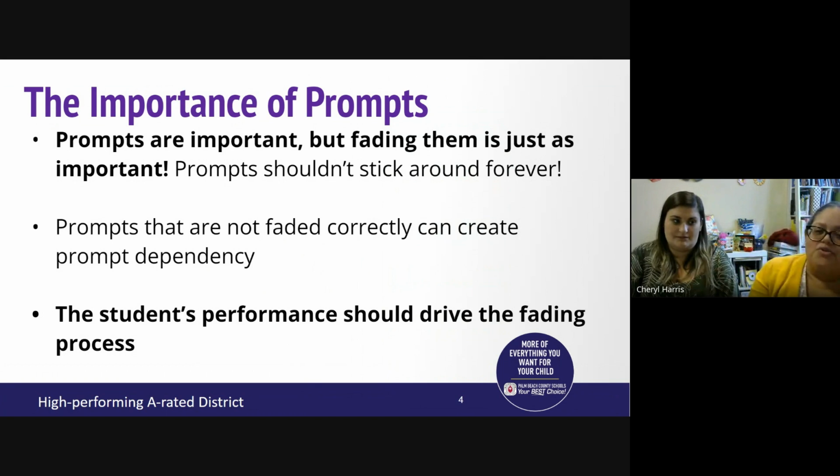Too much. And this is even more important. The student's performance should drive the fading process. So we use data, because data tells us the story to know when we should be fading in and out of those prompts. We might start with a full physical, and maybe we're doing partial physicals, and maybe we get to gestures and we notice the student still needs a little bit more support. So maybe we go back to partial physical. Does that make sense? So using data to drive it, to tell the story. I get it.